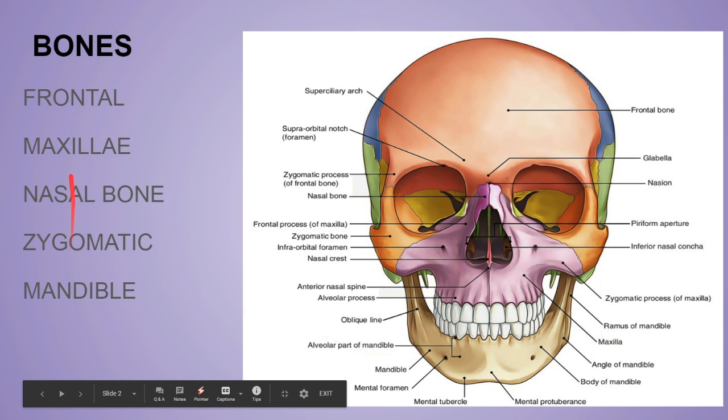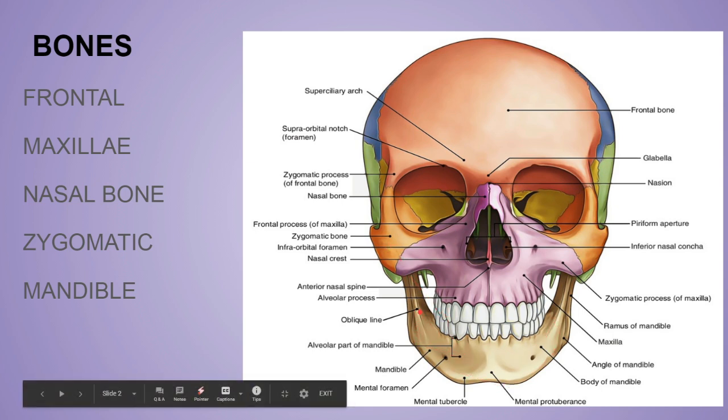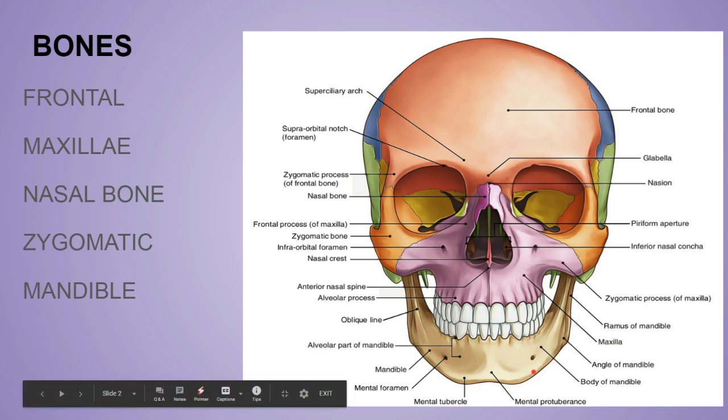Now over here it is mainly formed by these 5 bones. That is the frontal bone, the maxilla. This is the maxilla. This purple part, maxilla. This darkened purple part is the nasal bone. Then this orange part is the zygomatic bone or the cheekbone, we can say, that forms the cheek. And the mandible, this is the mandible. So 5 bones: frontal bone, maxilla, nasal bone, zygomatic bone and the mandible.